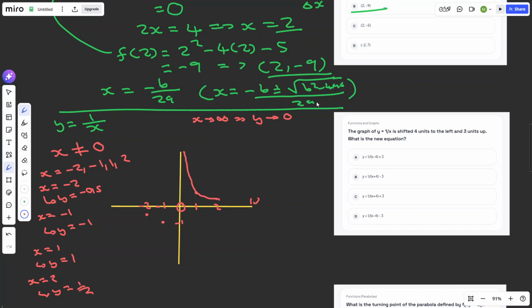Okay? It will tend to 0, meaning it won't touch this plane here, our horizontal plane. It will just approach it. So our function is just going to keep going and going indefinitely. Same thing up there. Okay?